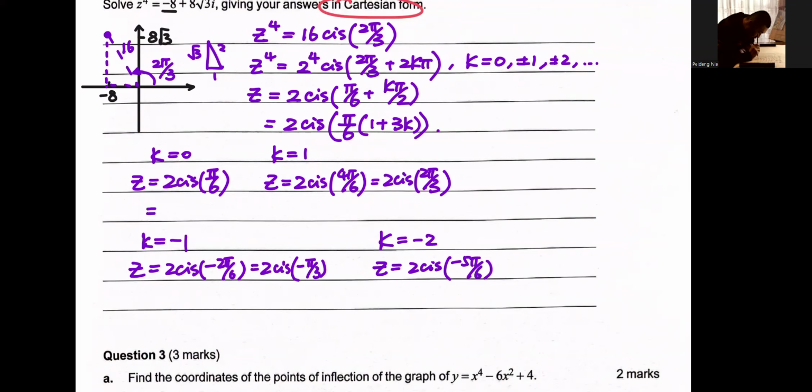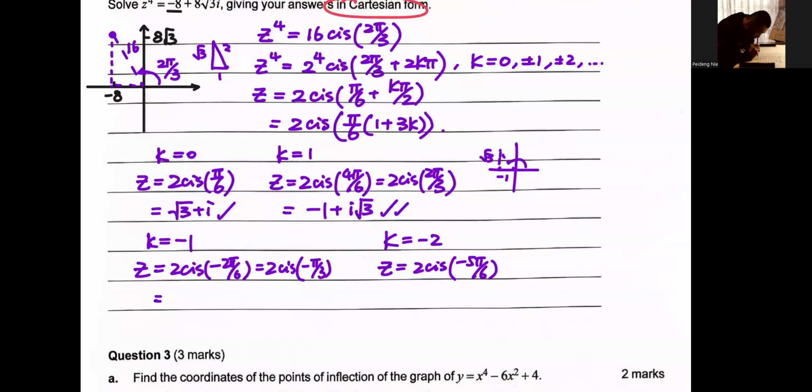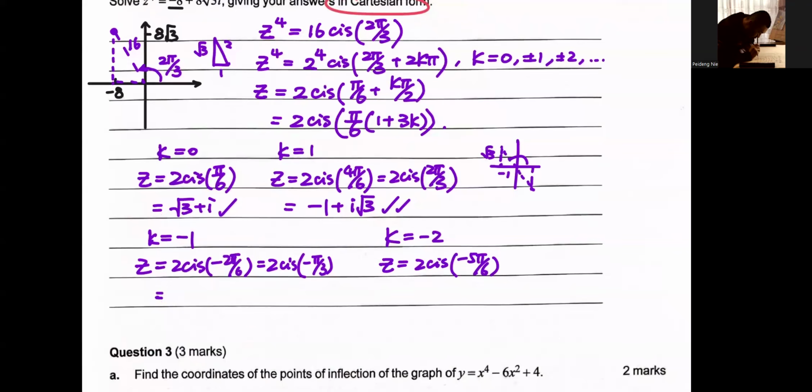So the first one gives me root 3 plus i. That is the first Cartesian form. Next one, if you draw a diagram, it's here: minus 1, root 3, in the second quadrant, so minus 1 plus i root 3. That's the second solution. And the 2 cis minus pi over 3 is here.